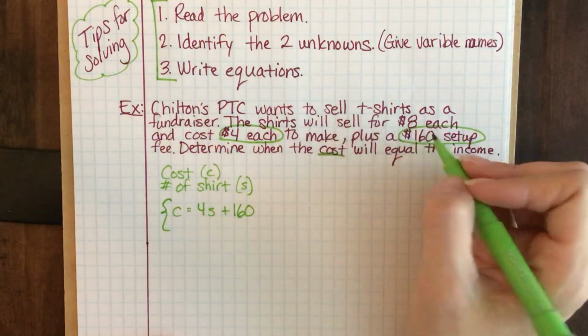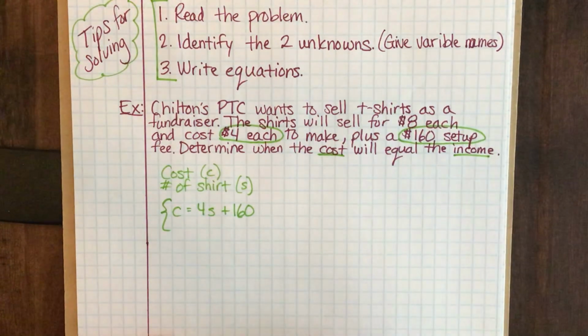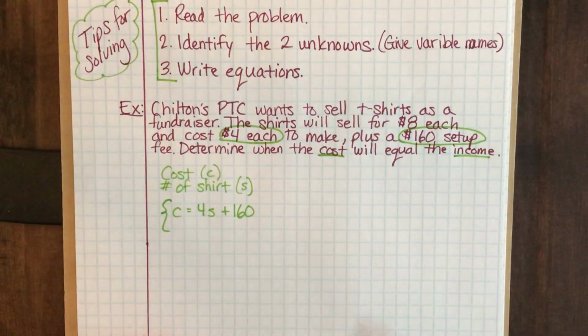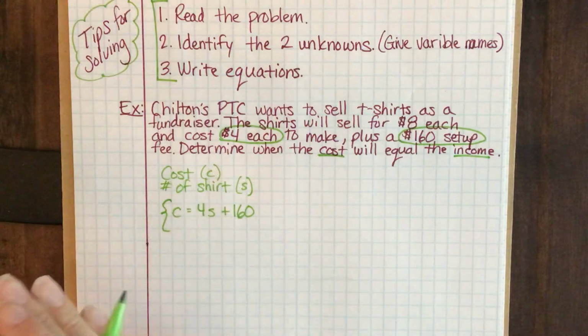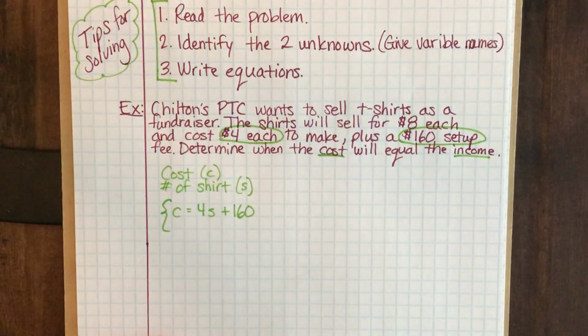Next, we're going to look at the opposite end of that, which is the income. Okay, so we have the cost, and now we want to take a look at the income. And remember, we want those two things to be equal to each other so we can figure out at what point does the PTC stop losing money and then start making money again. How many shirts does it take to get there?